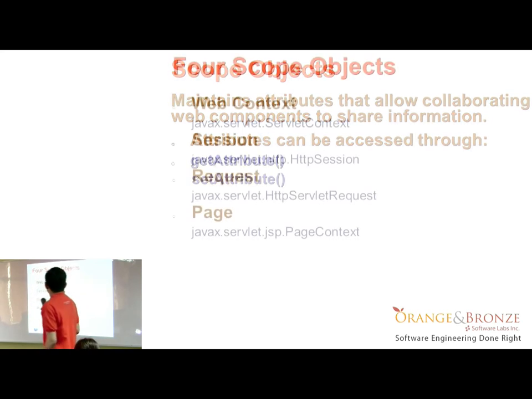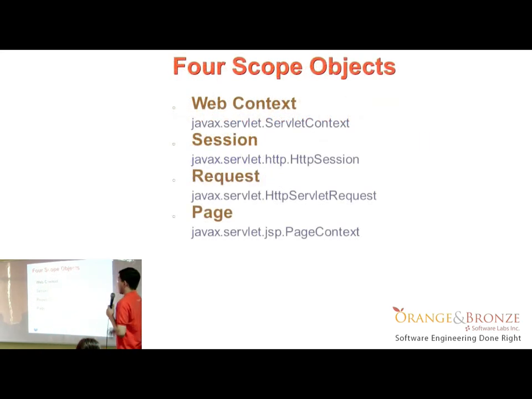So there are 4 scope objects. There's a web context, there's the session, the request, and the page. I won't be discussing all of them in detail, but I will discuss the request in detail. The others I'll discuss very briefly.